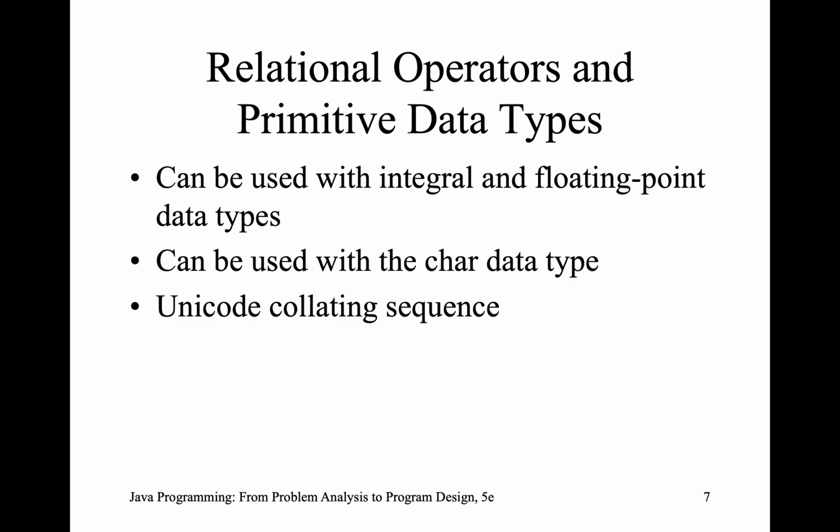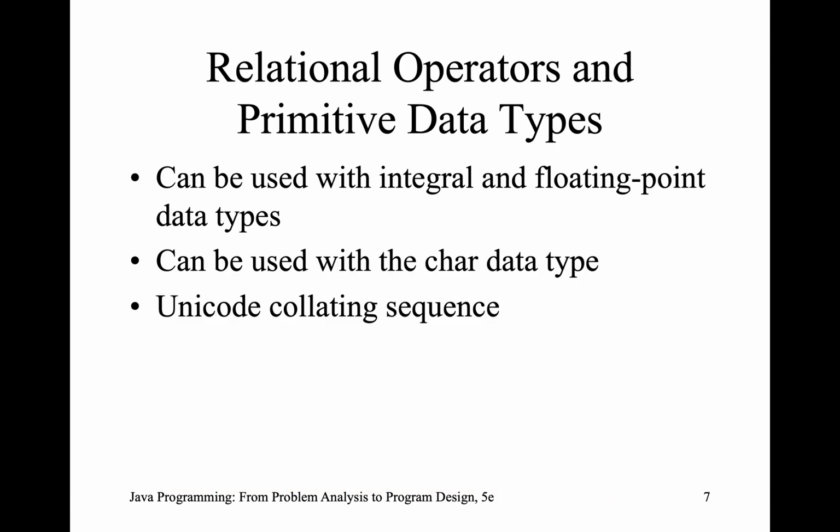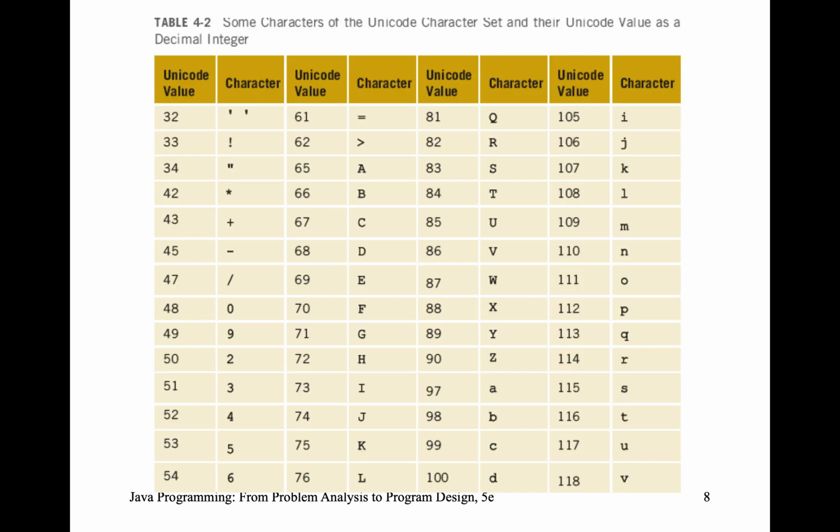So here we're just saying that we can use relational operators with primitive data types. Like remember when we were talking about ints and floating point numbers and chars. Also, you can use their Unicode collating sequence to compare them. And what that is saying is that each character has a unique Unicode value. And we're not going to be doing it this way. We're not going to be comparing it to the Unicode value. We're going to compare it to the actual character.